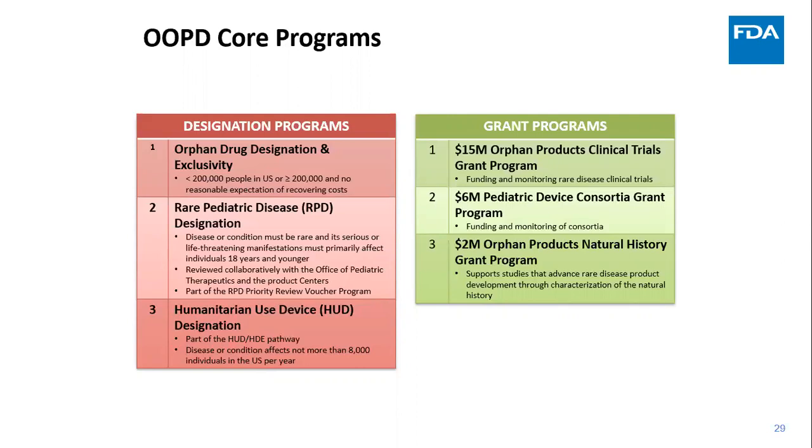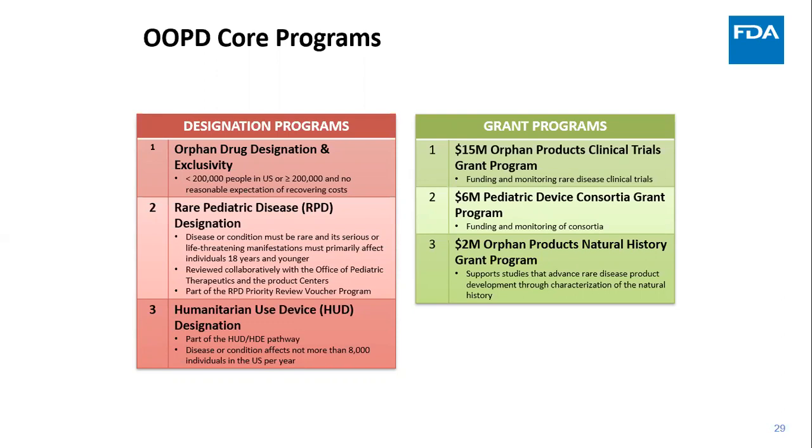The Office of Orphan Products Development has two core program areas, our designation programs and our grant programs. The designation program includes three components: orphan drug designation and exclusivity, rare pediatric disease designation, and humanitarian use device designation. The grants program includes three components too: orphan product clinical trial grants, pediatric device consortia, and the natural history grant program.